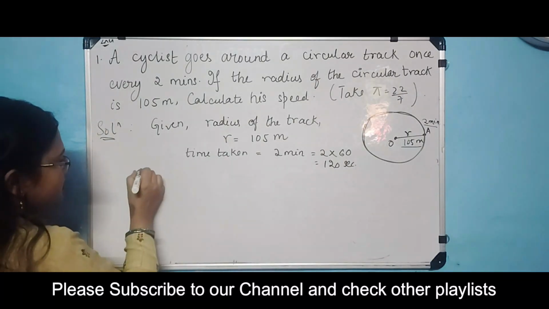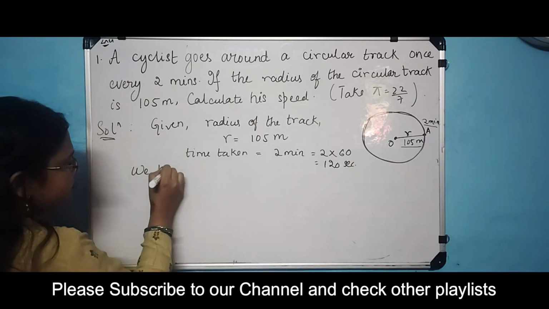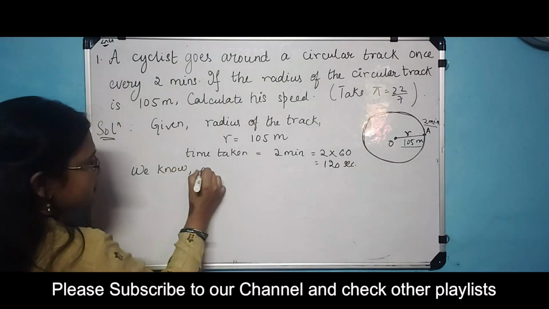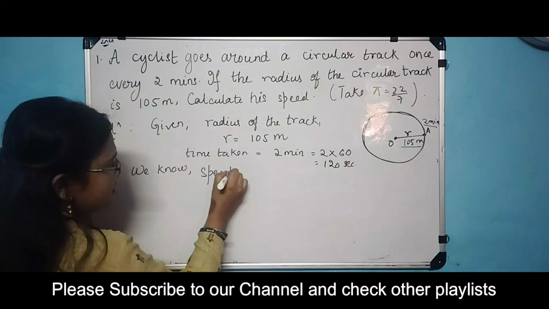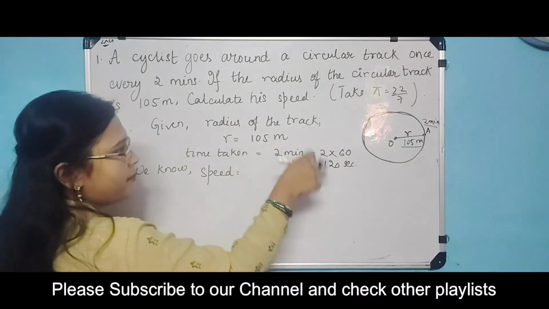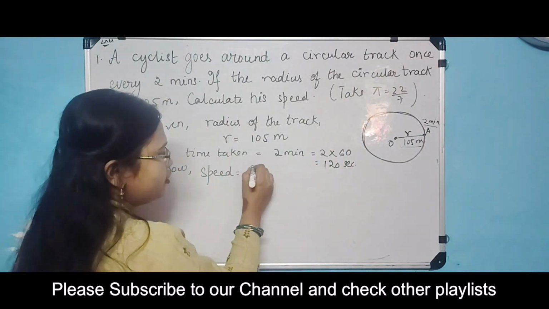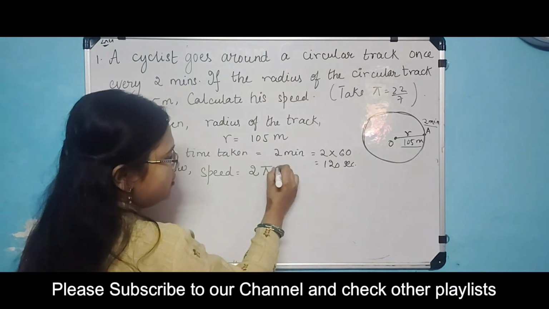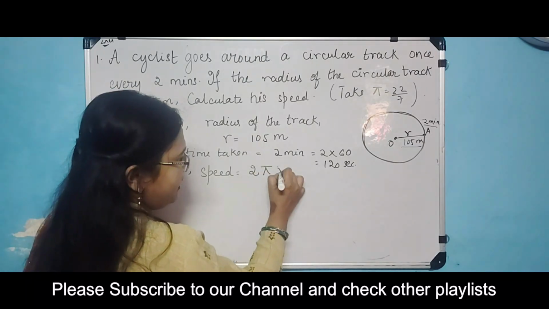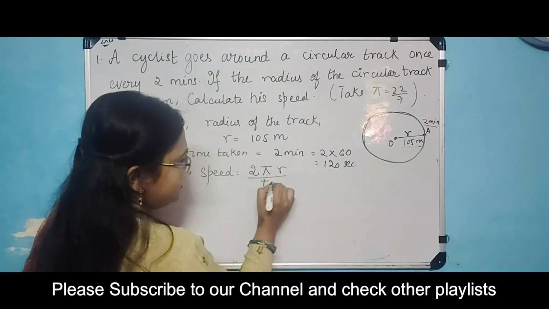Therefore, we know speed is distance upon time. So how much distance is covered here? That is 2 pi r. In uniform circular motion, we know speed is 2 pi r by time t.